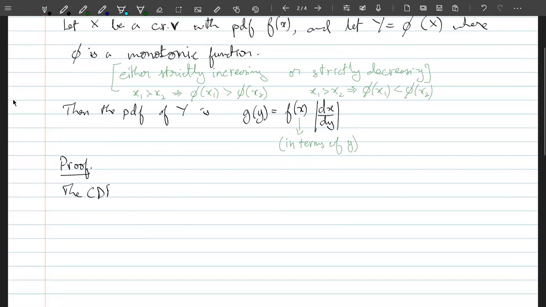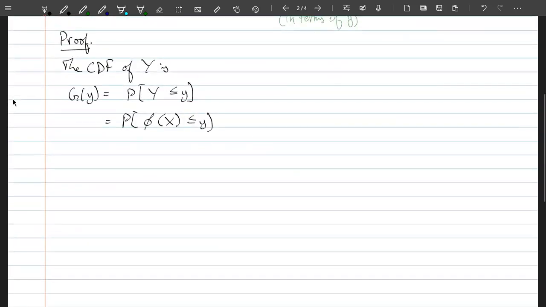So again, the general proof also goes along the same lines as what we saw in the example. The CDF of y is g of y, which by definition is probability that y is less than or equal to y. That is probability of phi of x less than or equal to y, where y is a particular value. Now remember, because of monotonicity, I can invert this. So it becomes x less than or equal to phi inverse of y.